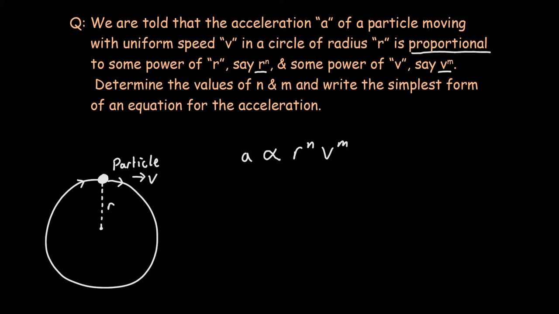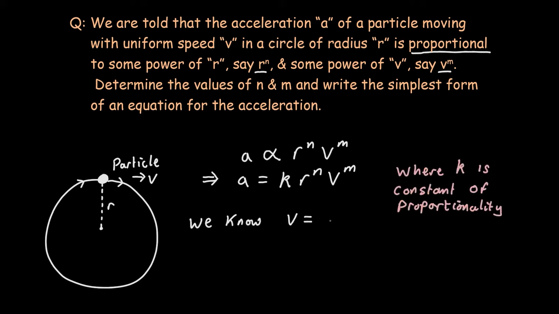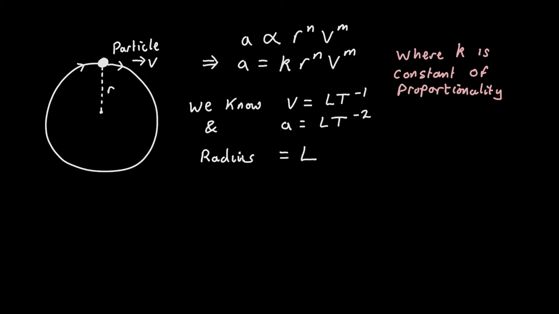Let's first write acceleration a proportional to r to the power of n times v to the power of m. We can rewrite this with a constant of proportionality. From the last question, we found that the dimensions of velocity and acceleration can be expressed as velocity equals length over time, and acceleration is length over time squared. The radius here simply has a dimension of length. So let's express both sides of our equation above in terms of dimensions of length and time.